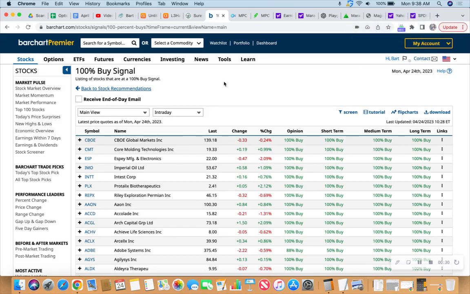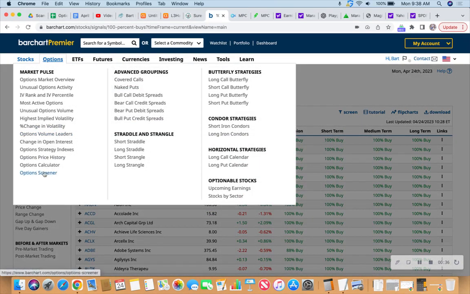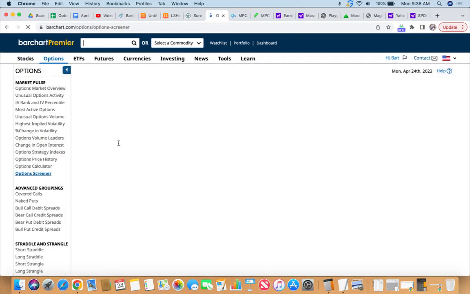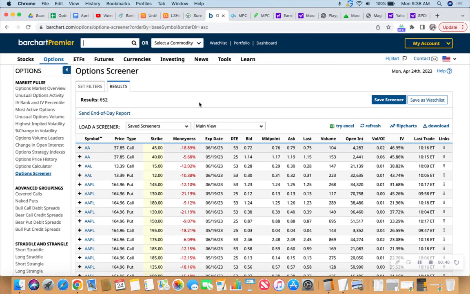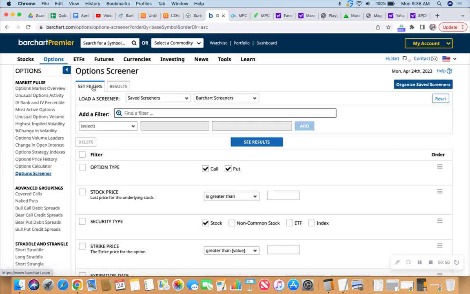Let's go on over to thebarchart.com. Up in the toolbar, we'll click on the old options, go down to options screener. I'm going to start with those dividend stocks. You know, I prefer those over any others. So let's look at the filters. Right now, they've got 652 options up there for us.